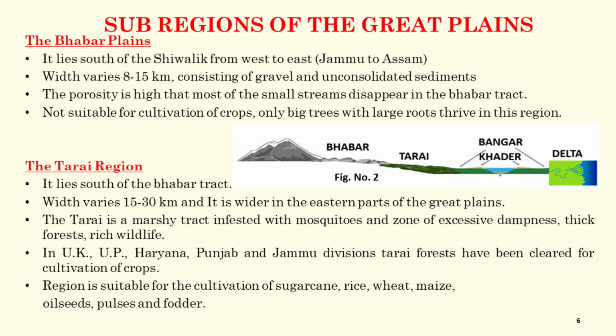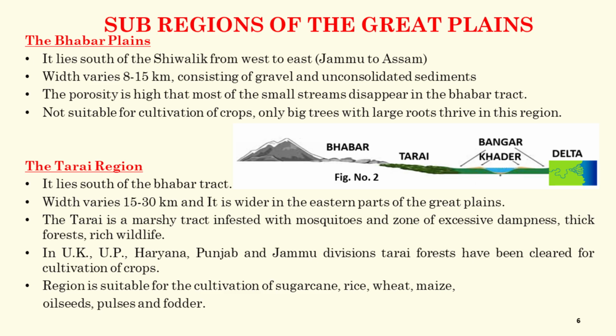The Bhabar plain lies south of the Shivalik range from west to east, covering Jammu to Assam. Its width varies from 8 to 15 km, consisting of gravel and unconsolidated sediments. The porosity is so high that most of the small streams disappear in the Bhabar tract. It is not suitable for the cultivation of crops. Only big trees with large roots thrive in this region.